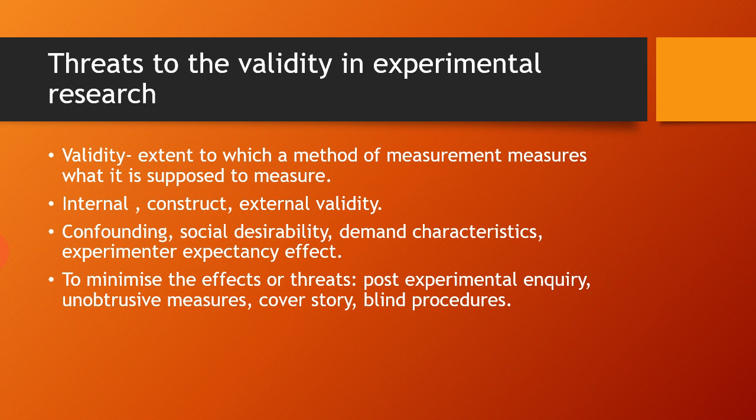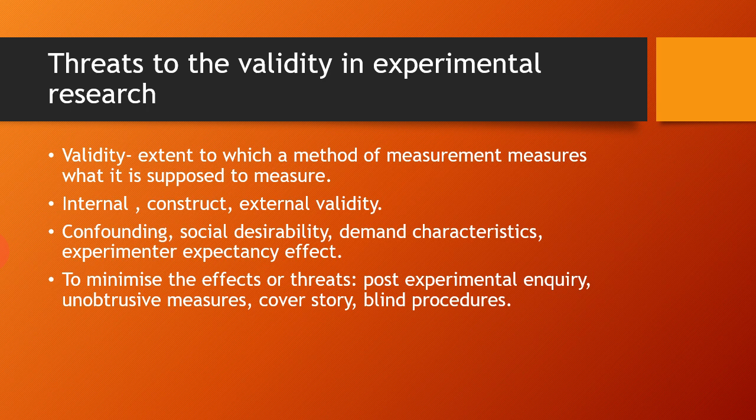Then comes the threats to validity in experimental research. Validity refers to the extent to which a method of measurement measures what it is supposed to measure. So there is internal, construct and external validity. And the validity of an experiment may be threatened due to the following reasons, like confounding variables. Confounding variables are a failure to separate two variables, with the result that their effects cannot be independently ascertained.